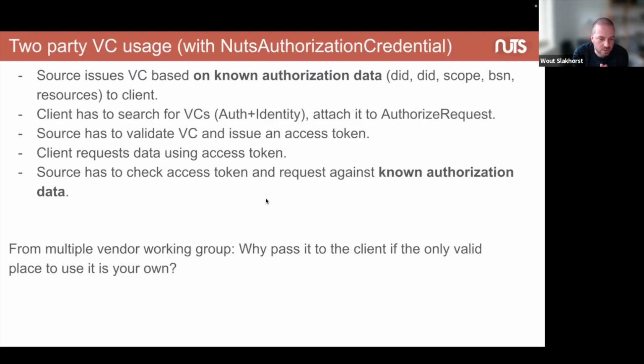After this credential has been issued, if a client wants to use it, it has to search for these credentials themselves, attach it to the authorization request, and then do the actual request. The source has to validate these verifiable credentials and then issue an access token based on those credentials. And then the client requests data using the access token. But even when you use that access token that's based on the previously known authorization data, the source still has to check every request if it matches that already known authorization data.